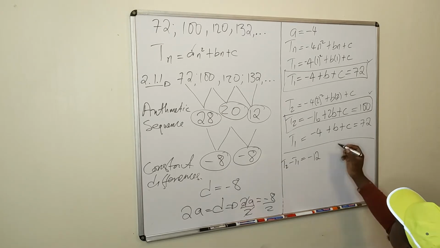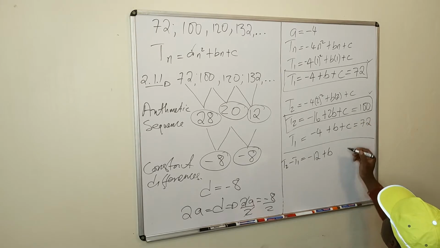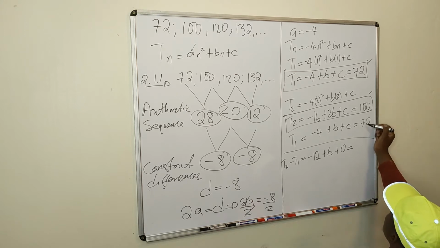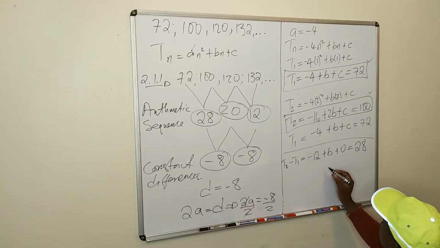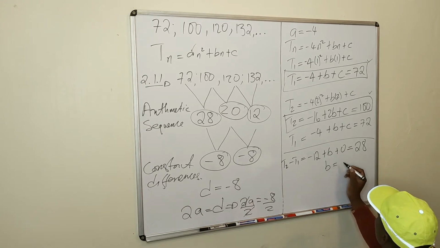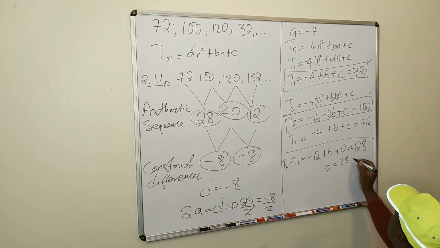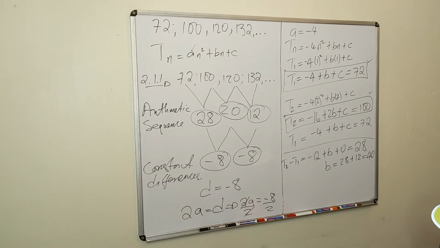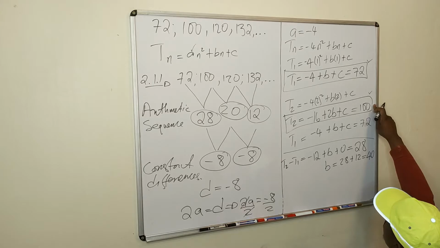Right? Then 2B minus B is B, C minus C is 0, and that is equal to 100 minus 72. This is 28. So you solve for B. So your B is equal to 28 plus 12, which is equal to 40. You have your B. Then you're left with C. You can find C from this equation or from that equation. It's up to you.